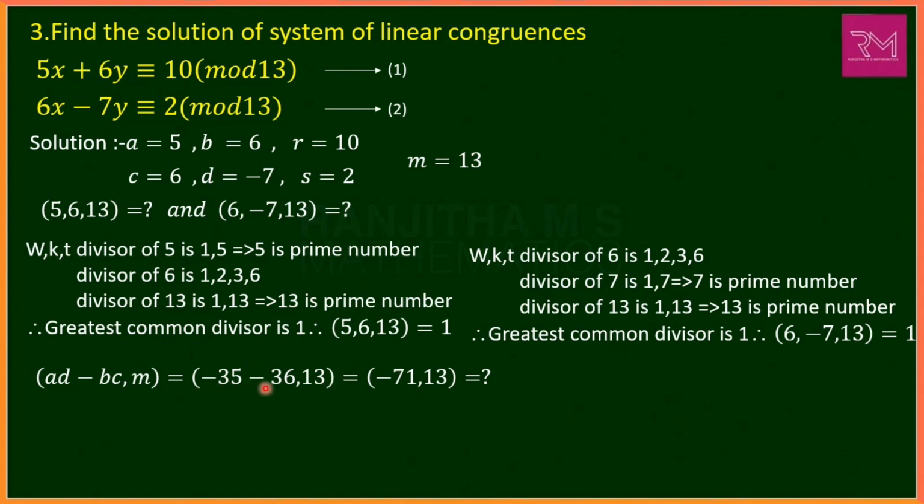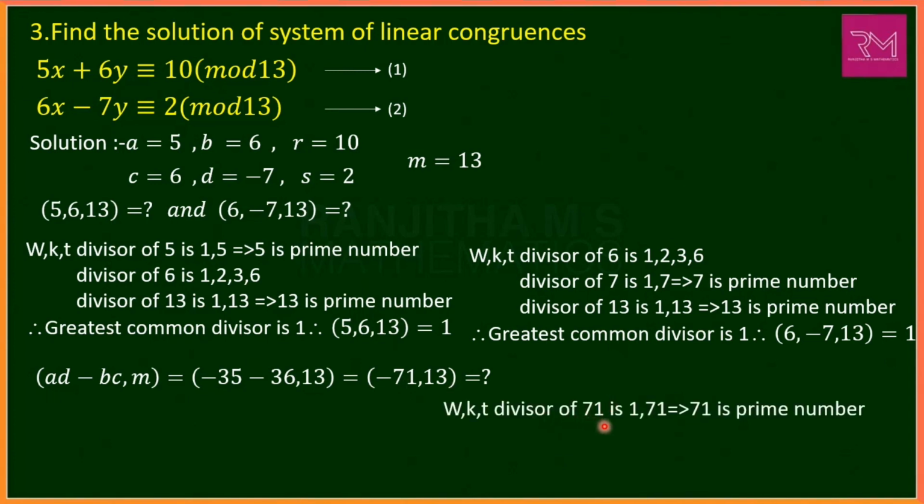Here we have minus 35 minus 36, which is nothing but minus 71 comma 13. Here we have to find the GCD for minus 71 comma 13. This is the same as finding the divisors for 71 and the divisors for 13, which is the same as finding the divisors for minus 71 and 13.